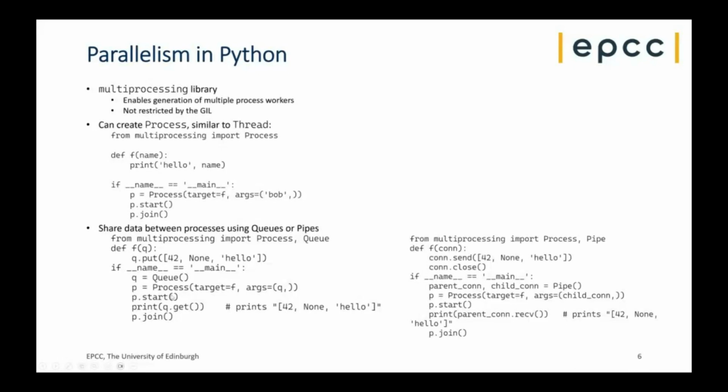And this multiprocessing functionality also lets you send messages between these workers. So you can create a queue or a pipe where you can put data into the queue, and you can get data out of a queue, or send data into a pipe and receive data out of a pipe. And so you can use put and get with a queue, or send and receive with a pipe, to send data backwards and forwards.